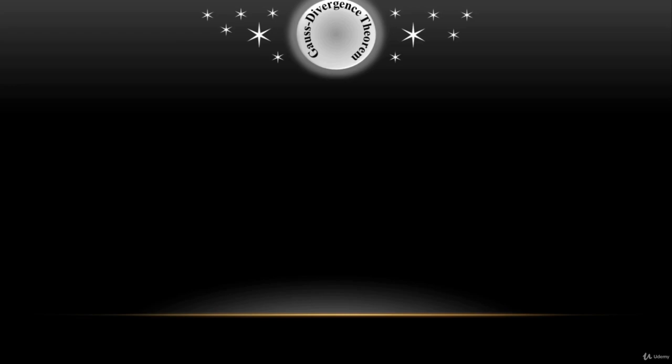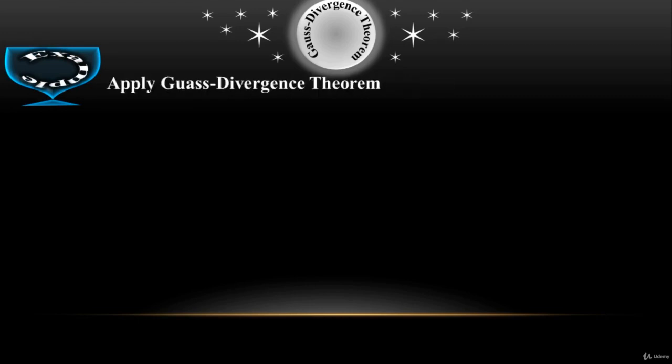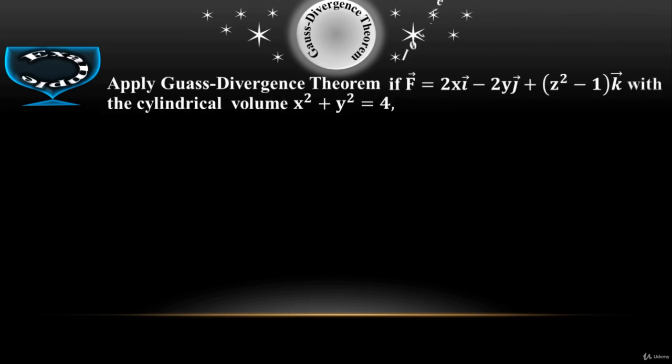Let me do a simple tutorial to apply the Gauss Divergence Theorem. Example: apply the Gauss Divergence Theorem if the function f equals 2xi minus 2yj plus (z square minus 1) k, with the cylindrical volume located in the xy plane from z equals 0 to z equals 1.